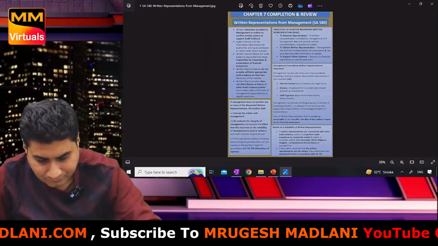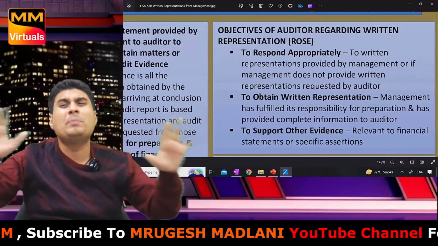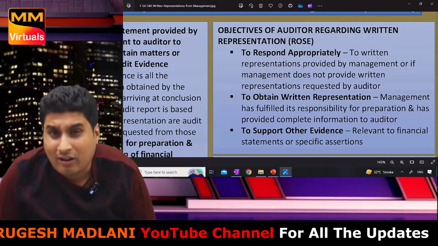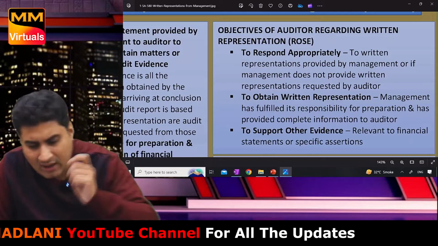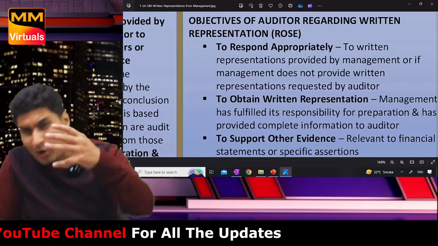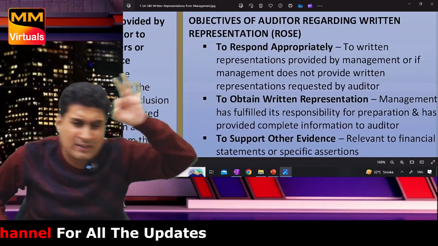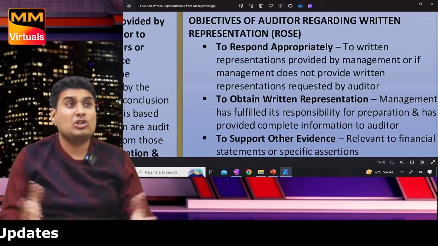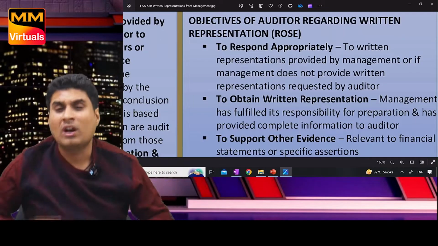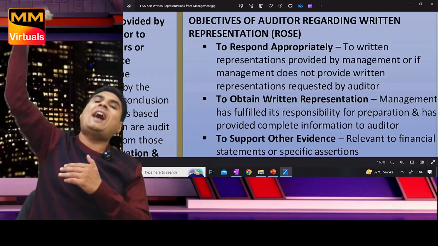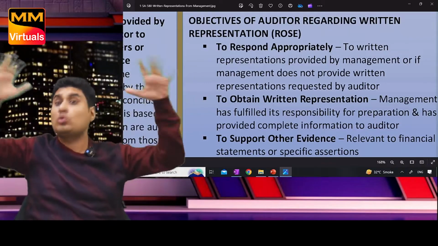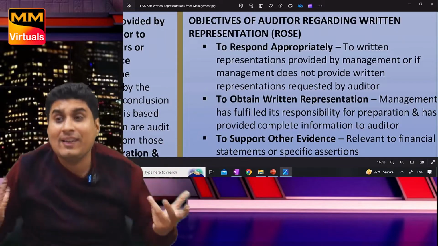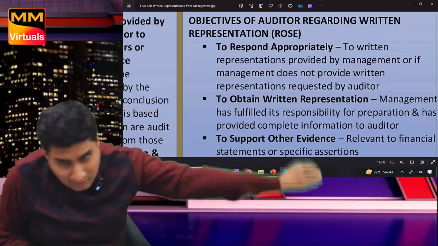Okay. First question which can come. Very simple standard, very easy standard, be rest assured. Objective of auditor regarding WR. Why should I take written representation? Number one, to respond appropriately to two cases: written representation given by management, and not given by management. If they give, my assurance will increase. But if they don't give, my risk of material misstatement will be high, of course. I need to collect more evidence in different ways. I will feel is there any fraud or not, about which we will learn later.